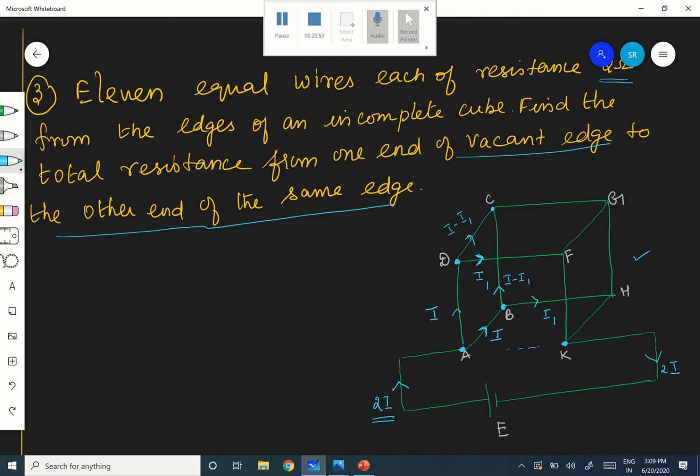Use that one. Okay, therefore, from A, there are two branches. One in the direction AB, another one in the direction AD. From D there are two more branches. So one I have taken along DF, it is I1, therefore it will be DC, it will be I minus I1. Fine. Now the current entering B also has two branches. Therefore along BH it is I1 and along BC it will be I minus I1. Are you following?